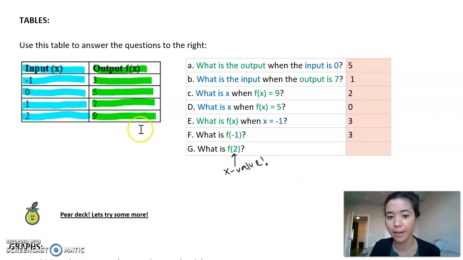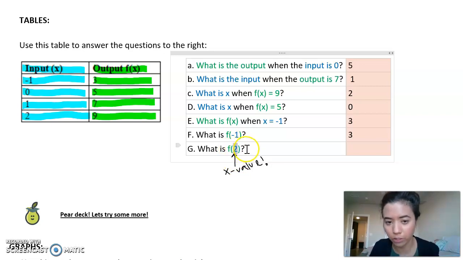And hopefully you got 9. So our input, remember, f of 2 is how you would say this. So, what is my function when my input is 2? Think we put the 2 in parentheses, so we're going to put the 2 into the function. 2, my output is then 9.